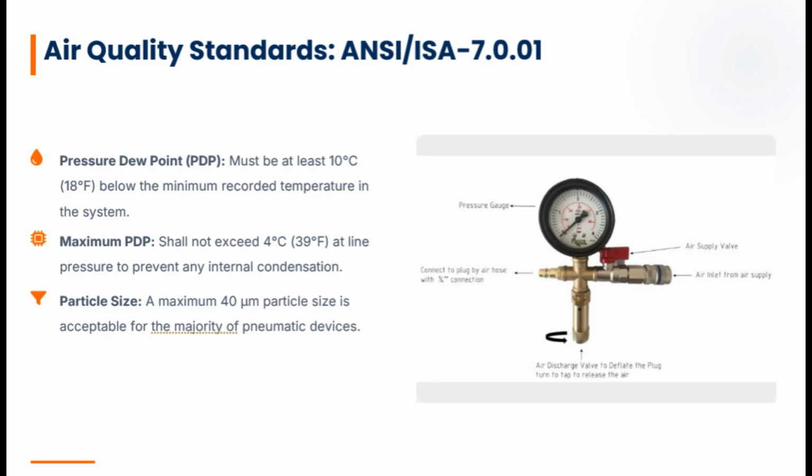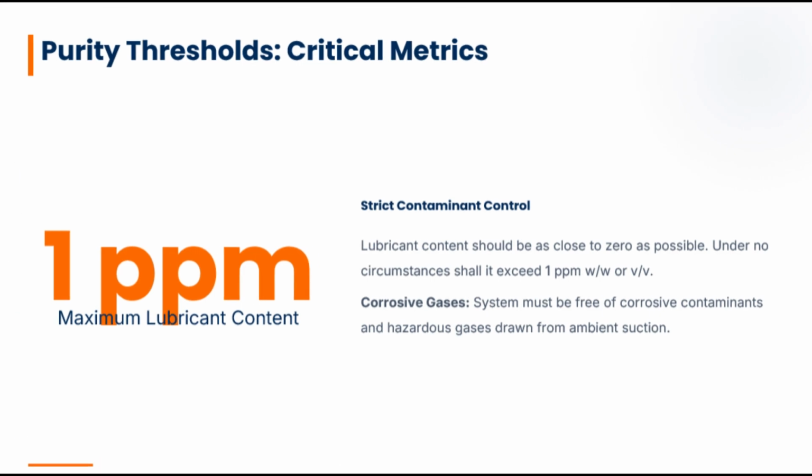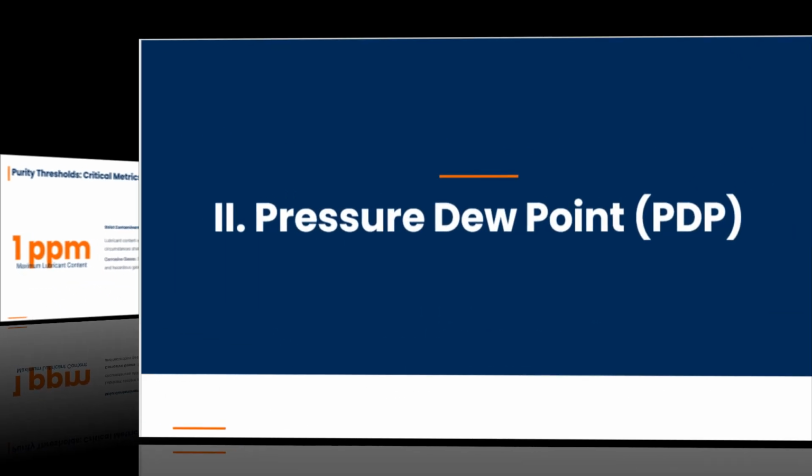ANSI/ISA 7.0.01 sets the bar. PDP at least 10 degrees Celsius below the coldest expected line temperature, never above 4 degrees Celsius at line pressure, and 40 µm as your particle ceiling for typical pneumatics. Two non-negotiables: lubricant content held as close to zero as possible and capped at 1 ppm, and zero tolerance for corrosive suction gases. Both will destroy desiccant beds and valve internals.